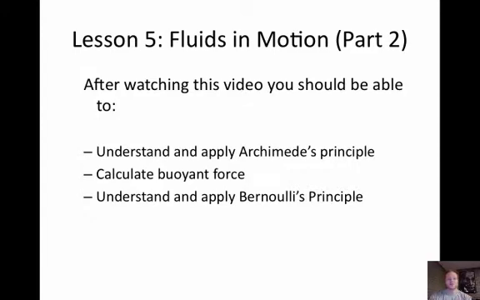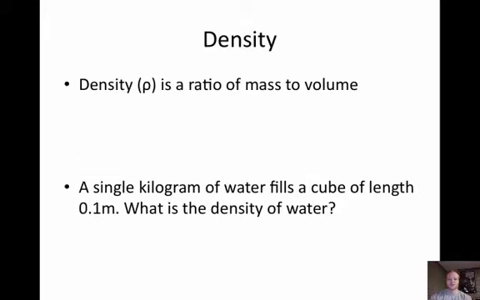Today's lesson is going to be about fluids in motion, and this is the second part to that lesson. After watching this video, you should be able to understand and apply Archimedes' principle, be able to calculate buoyant force, and then understand and apply Bernoulli's principle. So let's get right into it.